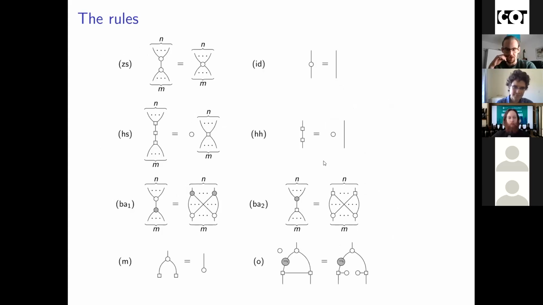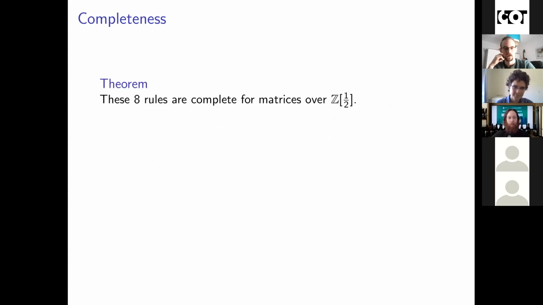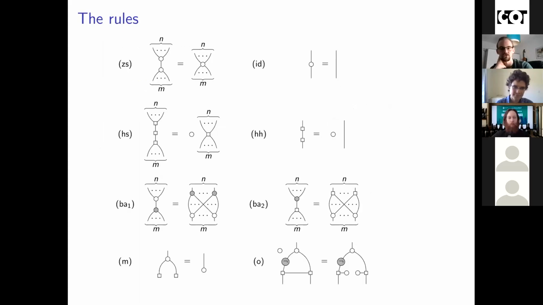Okay, so then we have these 8 rules. So we have a spider fusion, H-box fusion, an identity, a Hadamard cancellation, 2 bialgebra rules, this sort of simplification rule, and then this more complicated thing that we call the ortho rule. So these 8 rules, and it turns out these are complete for matrices over Z half. So this means that these 8 rules suffice to reason about an approximately universal gate set of quantum computing. So this, in principle, suffices to reason about any quantum computation that you want.